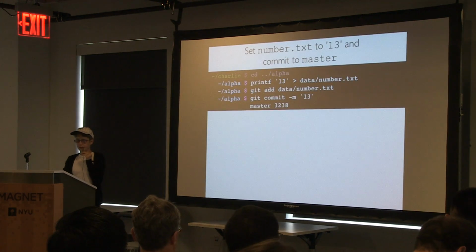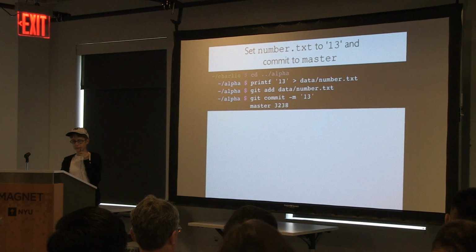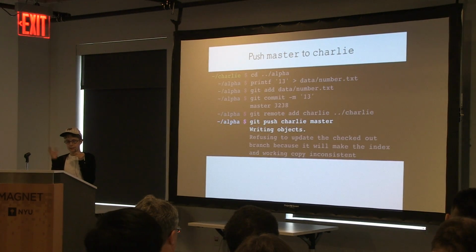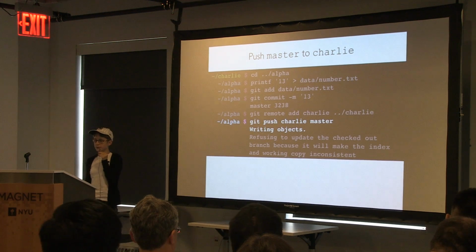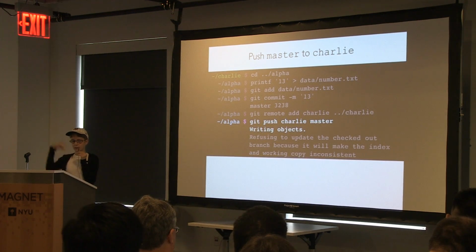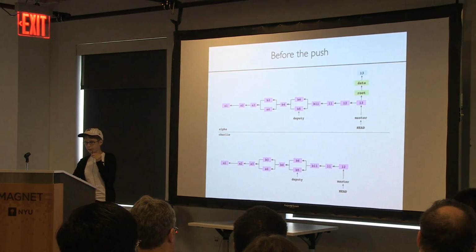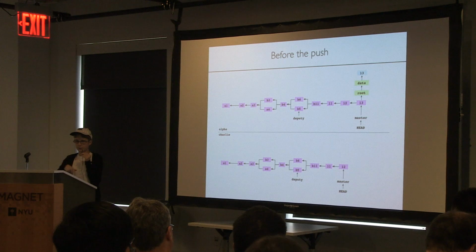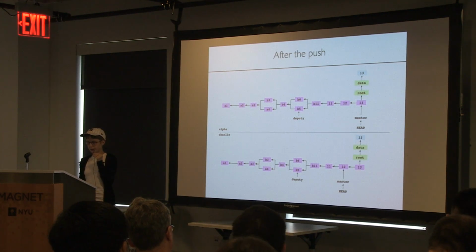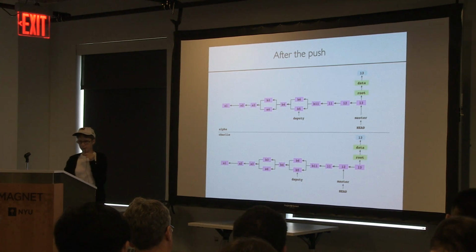Now let's cd back to alpha. Let's create a new commit, 13, and let's add Charlie as a remote on alpha. And let's do push. So let's do git push Charlie master. What that says is, let's push the state of alpha over to Charlie. Now, something good happens, writing objects happens. So we've kind of seen this pattern before. Here's before the push, alpha's on 13, Charlie's on 12. And after the push, Charlie's got the new 13 commit. But again, master's still pointing at 12, so something didn't happen.